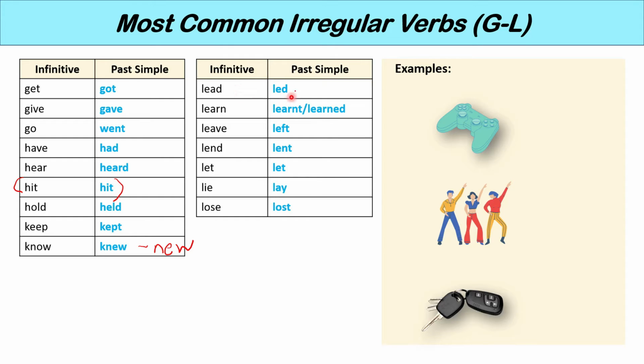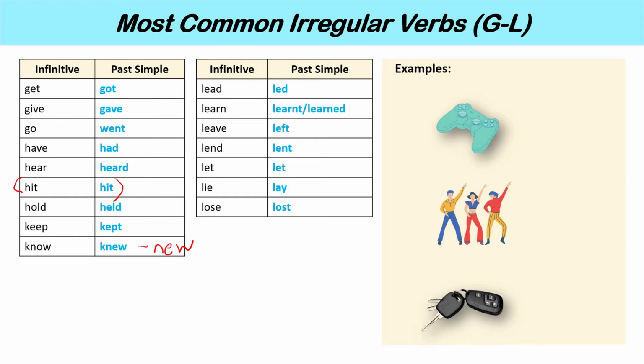Now let's look at the L irregular verbs. Lead, led. Learn, learnt or learned. Leave, left. Lend, lent. Let, let. Lie, lay. Lose, lost.